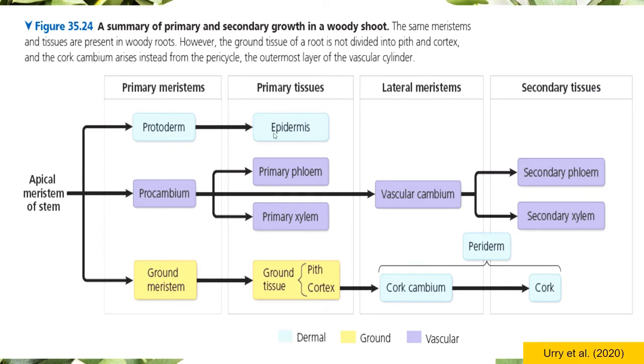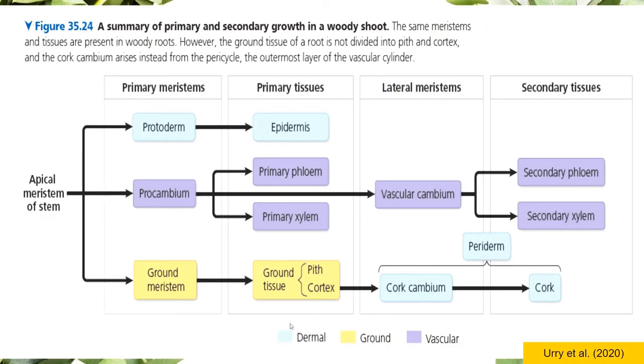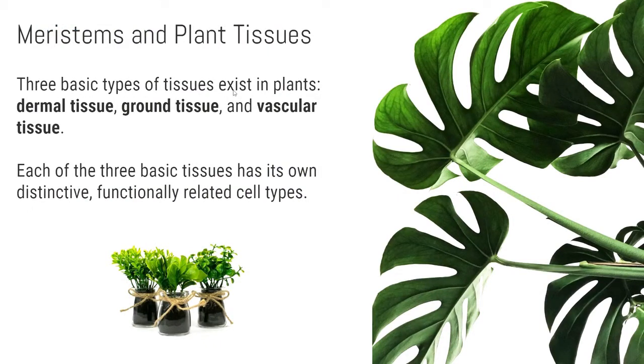The protoderm, eventually giving rise to the epidermis, is part of the dermal tissues. The procambium up to the secondary phloem is part of the vascular tissues of the plant. Then the ground meristem and ground tissue are part of the ground tissues, while the cork cambium and cork, part of the periderm, will become part of the dermal tissues. So what are these three groups of tissues? There are three basic types of tissues in plants: dermal, ground, and vascular tissue. Each of the three basic tissues has its own distinctive and functionally related cell types.